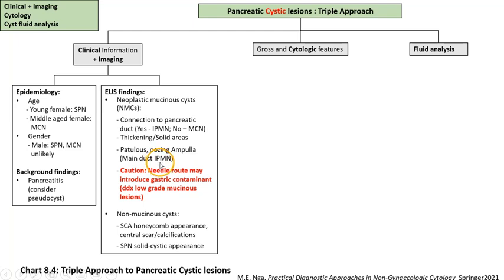For example, in main duct IPMN, the ampulla is usually dilated and patulous, and often it oozes thick mucin. So this appearance can be seen during endoscopy, and if documented, it's very useful to suggest main duct IPMN.